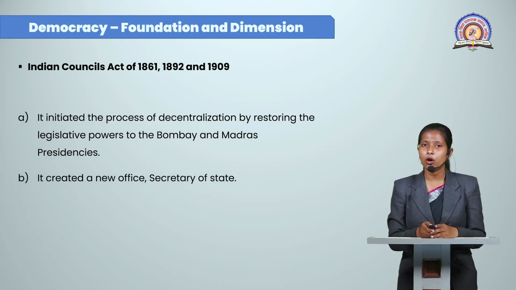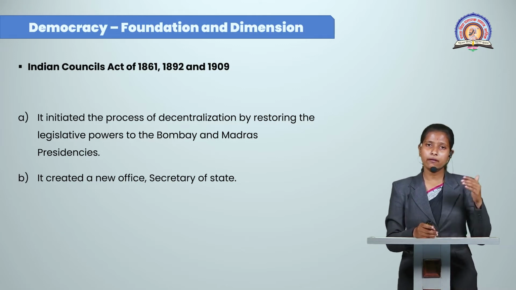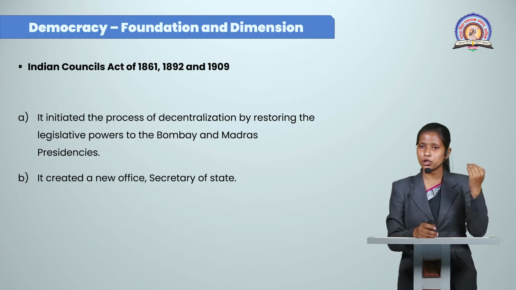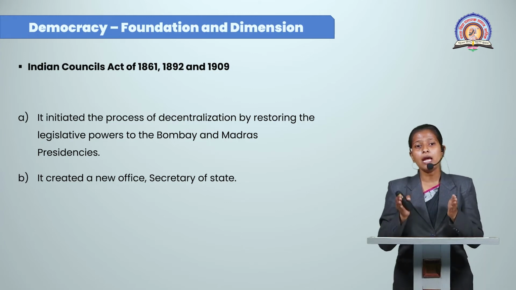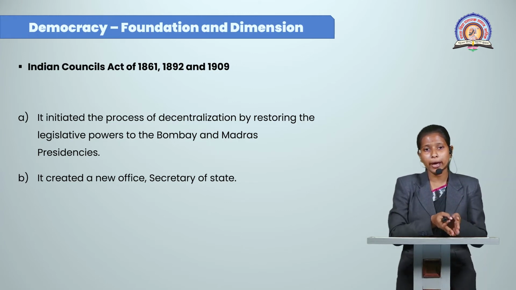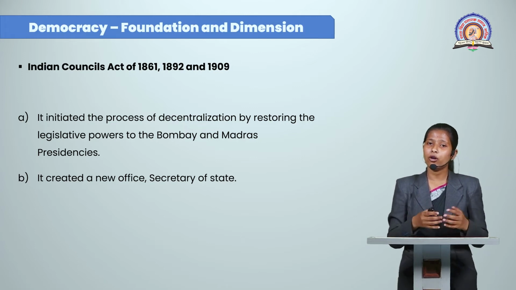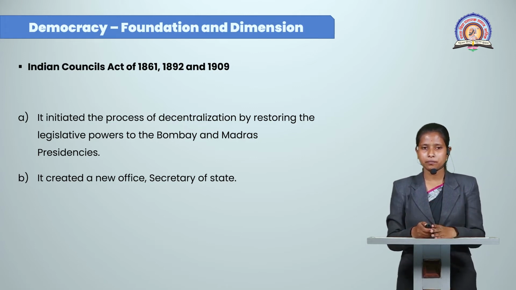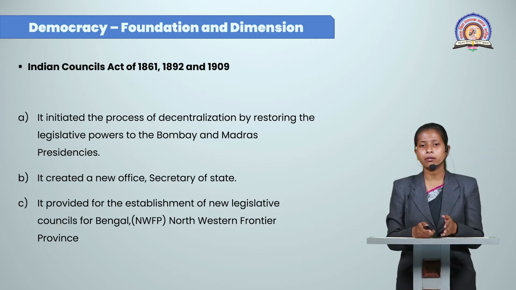After that, it initiated the process of decentralization by restoring legislative power to the Bombay and Madras presidencies. The Governor General of Bengal designation was changed to Governor General of India, and it had deprived the powers of the Bombay and Madras governors. But after that, legislative power was given back to the presidencies of Bombay and Madras, in the era of crown rule, meaning British rule. After that, it provided for the establishment of a new legislative council for Bengal, and then for the North-Western Frontier Provinces.